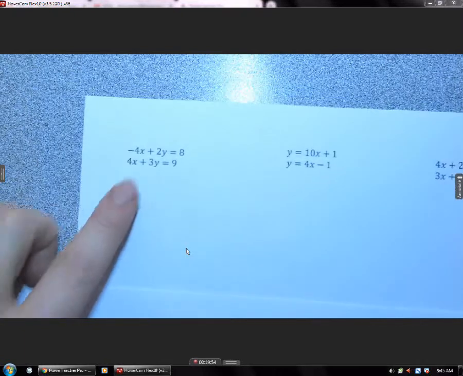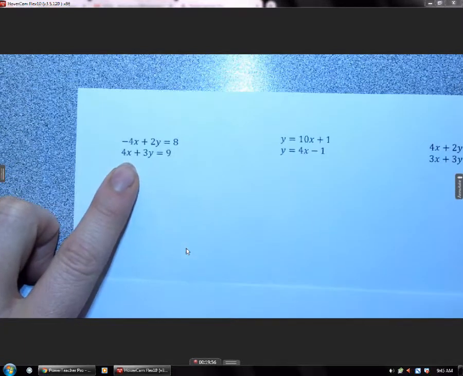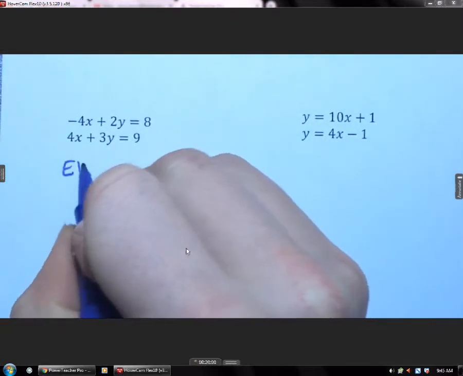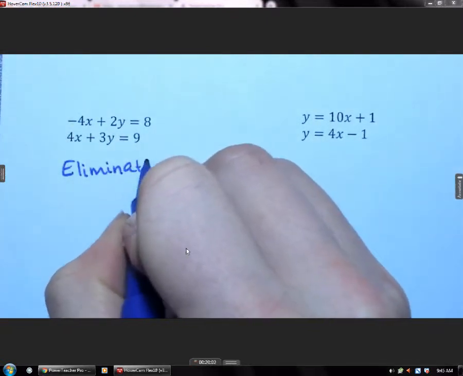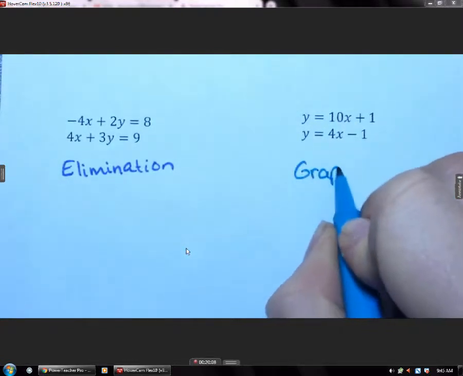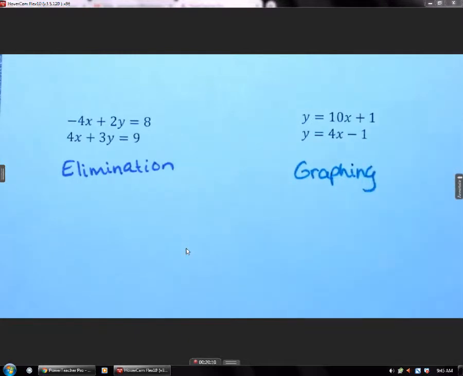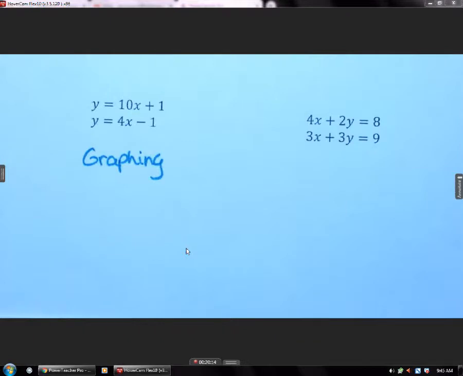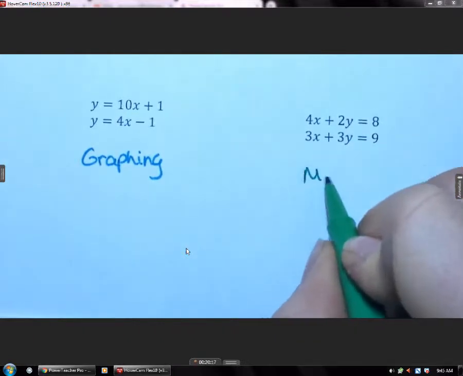What do you think about this one? Yeah, elimination would be a great one for this because they're already opposites. What about this one? Graphing, how come? Good, they're both y equals. That'd be super easy. How about this one? Matrix or elimination.